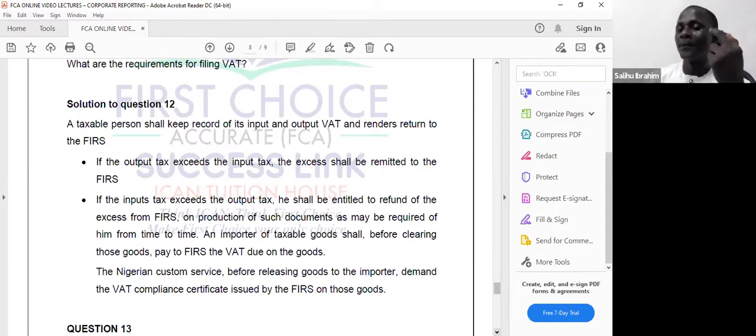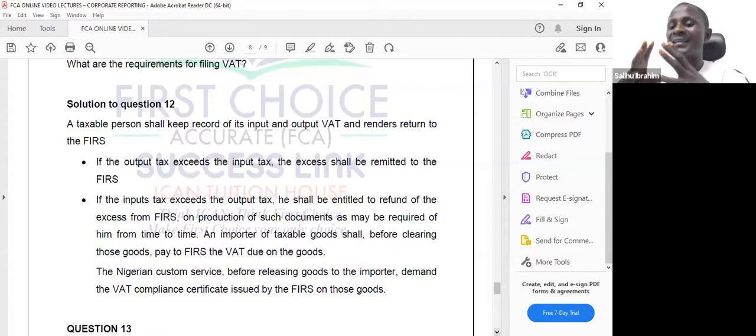And before now, before TaxPro-Max, I believe if you are a tax practitioner, you should know what TaxPro-Max is. If you are not a tax practitioner, we have TaxPro-Max. TaxPro-Max is a platform designed by the Federal Inland Revenue Service for easy administration of all taxes. So you can file your VAT through TaxPro-Max. You can file your withholding tax through TaxPro-Max. You can file your annual return, company income tax, and education tax through TaxPro-Max. It's an online platform for easy administration of taxes.